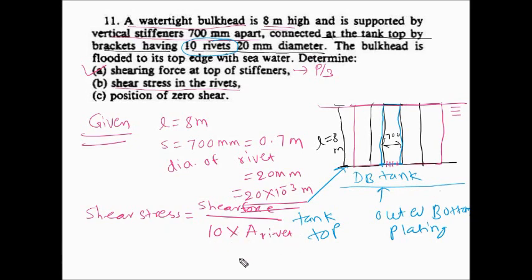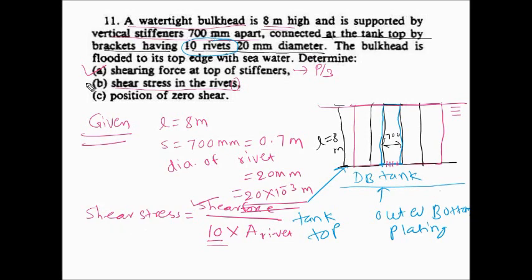Why am I taking 10 into the area of the rivet? I am finding the shear stress in the rivets, and on these rivets only this shear force is coming. Because of this shear force, how much stress is going to be generated in the rivets, that we are finding now. They are asking about the rivets, not a rivet, meaning the number of rivets. So that's the reason I have taken all the rivets here: shear force divided by 10 into area of the rivet. So what is the meaning of this?